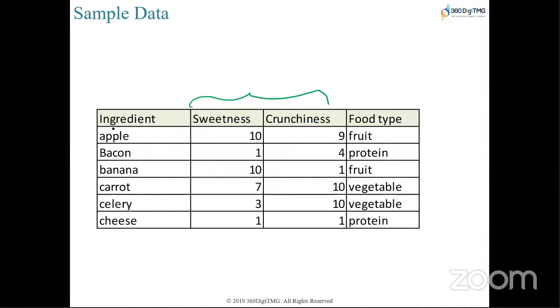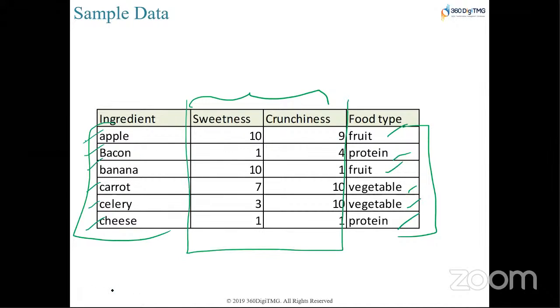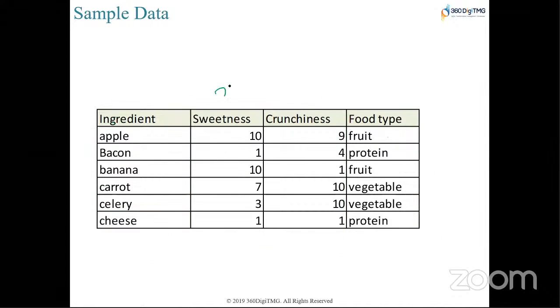This example is with reference to some type of food items. We have apple, bacon, banana, carrot, celery, cheese, and much more. Now, these food items are classified into three major food types: fruits, proteins, and vegetables. And we have two input measures, x1, x2, and y.